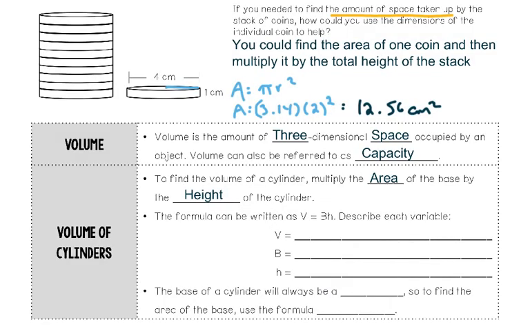So that's how you find the volume of a cylinder, but let's make sure we understand the formula. The formula is V equals capital B H. See if you can figure out what that means. Pause the video now and then press play when you're ready to check.